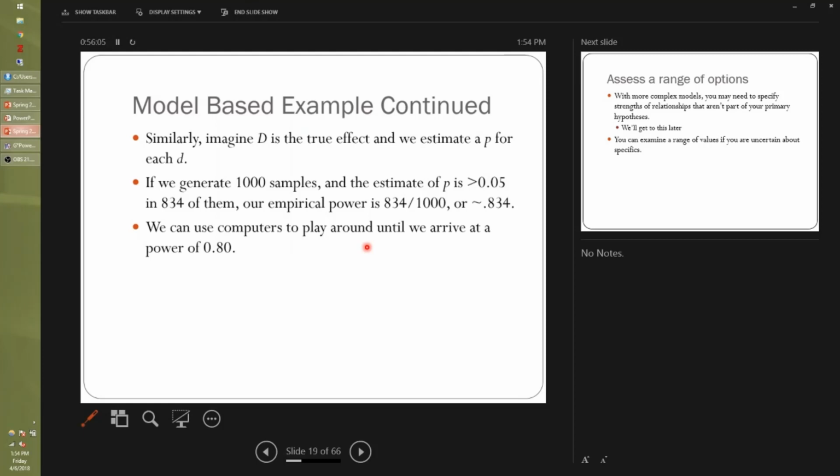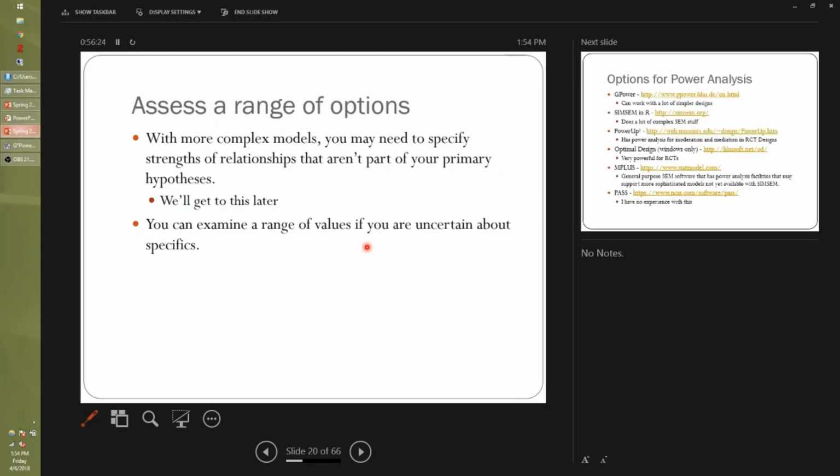Right. So in this case, we'll say 134 of the 1,000 samples of 100 had significance. And so it's a rough estimate. In general, we're going to imagine about 83% of the time it will be significant if that D really exists. And you have to assess a range of models because you may need to specify strengths of relationships that aren't really important to your primary hypothesis when we think about SEM and path analysis. And we'll talk about this more in a little bit. And so you can examine a range of values if you're uncertain about specifics, especially stuff that you don't care that much about necessarily.